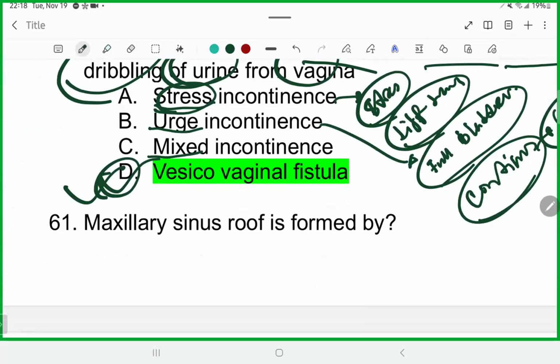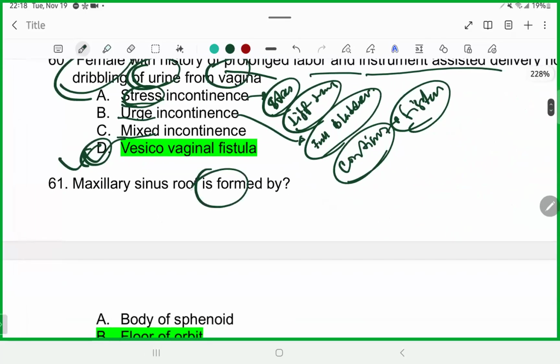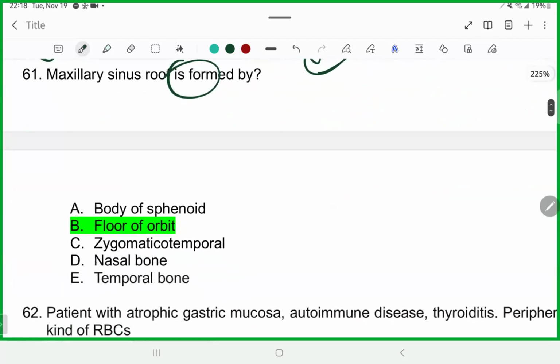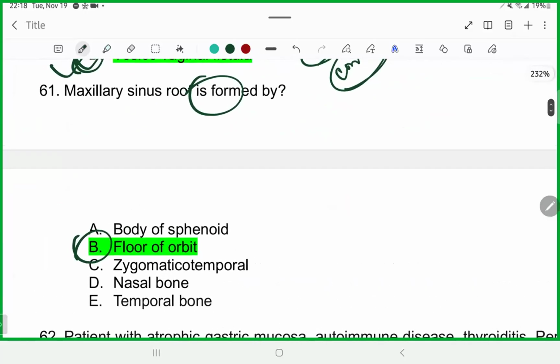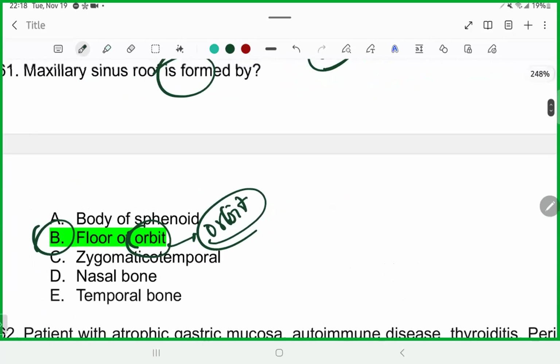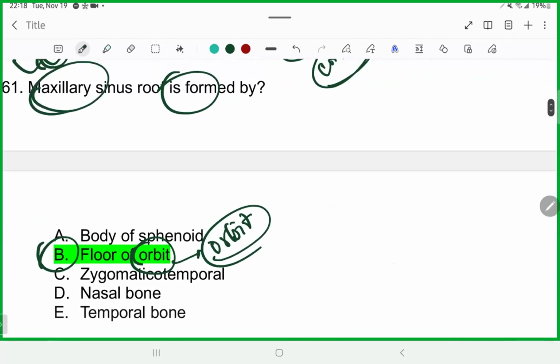No doubt. Maxillary sinus roof is formed by the floor of the orbit. Very simple. We have it in our head and neck surgery class. Just see the orbital floor. Just see the orbit, the boundaries or formation of the orbit. That is important. You don't need to know the maxillary sinus boundary and all the bones around it. We need to know the orbit and the bones that form it.